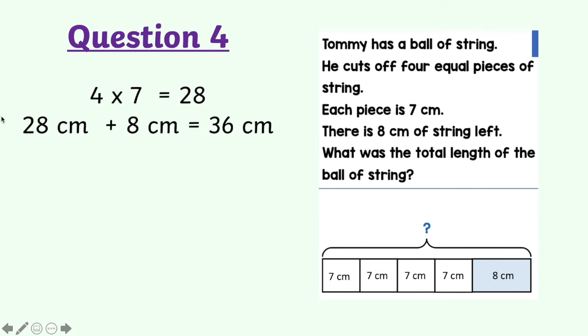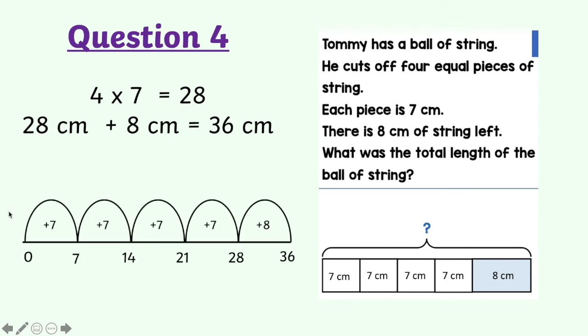So I did this on a number line, but you could have also done this. You could have done 4 times 7, that would have got you to 28, and then just added the 8, that would have got you to 36. But if you couldn't do that in your head, then I did it just from 0 and hopping along the number line. So I added 7, another 7 to get to 14, another 7 to get to 21, another 7 to get to 28, and then added the final piece, 8 to get to 36.